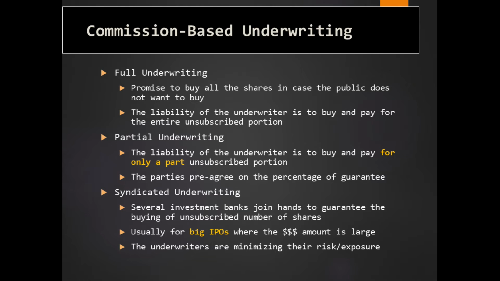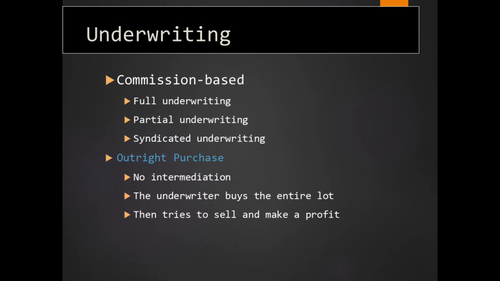So in a partial underwriting, the liability of the underwriter is to buy and pay for only a portion of the unsubscribed number of shares. In this case, the company that raises the capital and the investment banks negotiate the terms and conditions and pre-agree on the percentage of the guarantee.